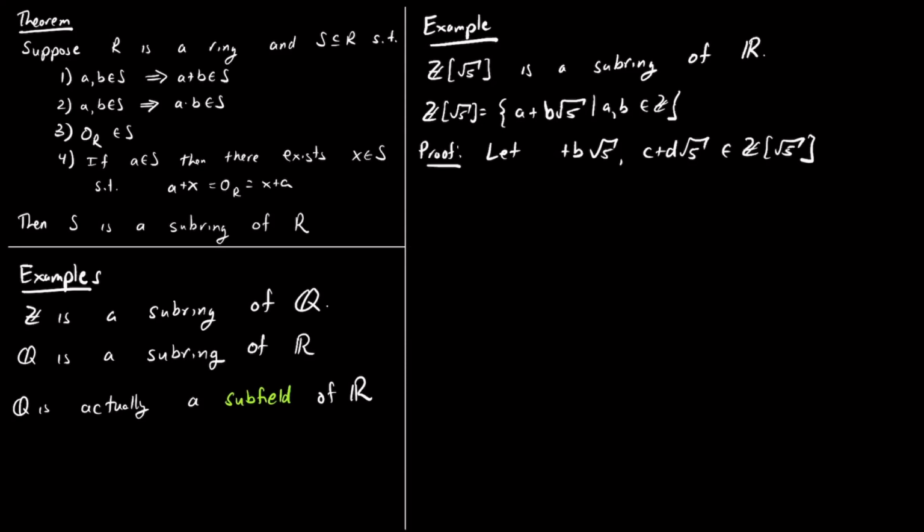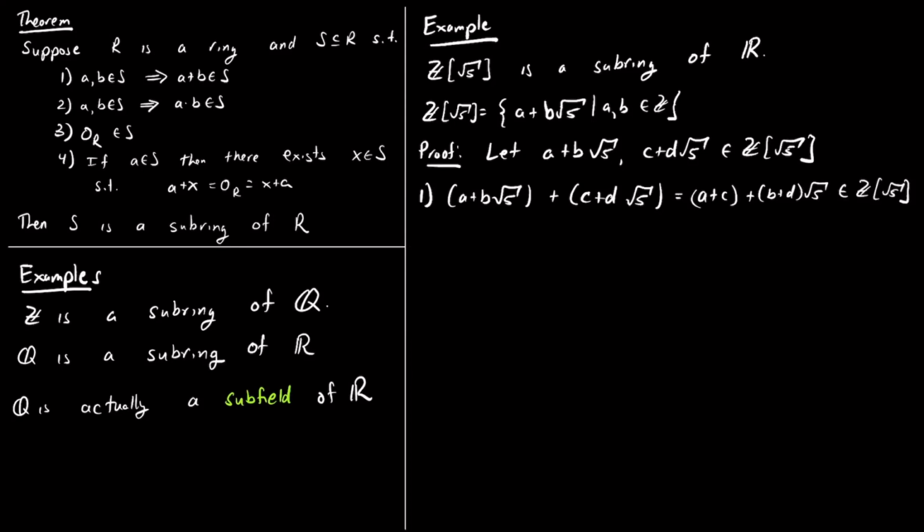The first thing we need to check is that it's closed under addition. So if I add these 2 elements, I get a new element of my subring, or of the set at this point, because it's not a subring just yet. So if I do A plus B root 5 plus C plus D root 5, I end up with, if I'm careful with my addition, A plus C plus B plus D root 5. And I see that this is an element of Z bracket root 5. I've produced another element of my set. Why? Well, if A and C are integers, then A plus C is an integer. And if B and D are integers, then B plus D is an integer. Okay, so this is closed under addition.